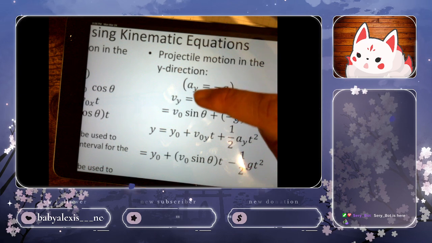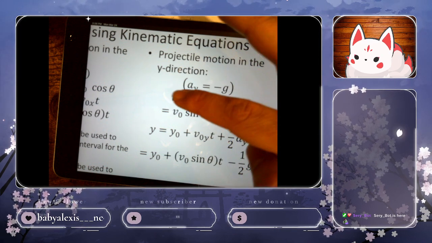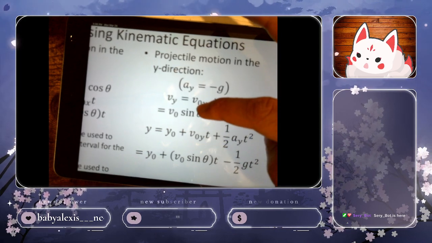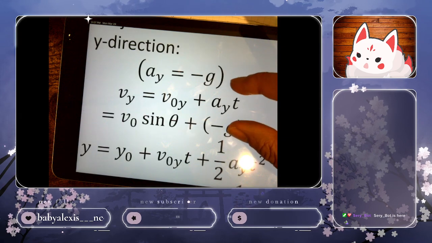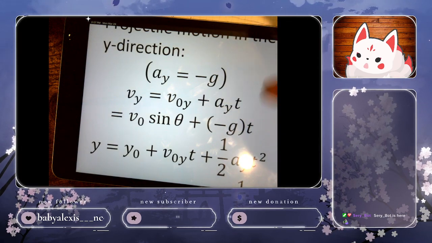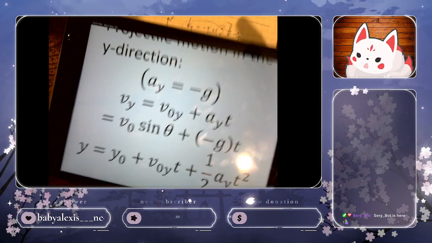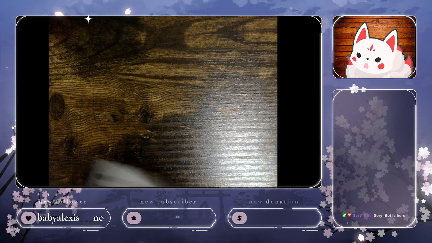That's our acceleration. Velocity y equals the initial velocity plus how it's changing with time. The longer the time goes, the more it's affected. And I can show that quickly.